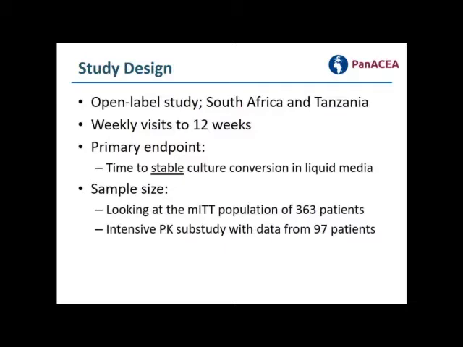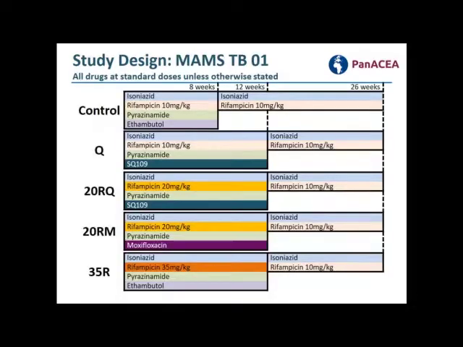And there was an intensive PK sub-study collected, yielding data from 97 patients. So this has already been shown a couple of times. This was the study design. 1 control arm with standard 4-drug treatment and 4 experimental arms with different doses of RIF. I'd like to focus on the arm with the highest dose of rifampicin, 35 milligram per kilogram, as you can see here, given for 12 weeks.